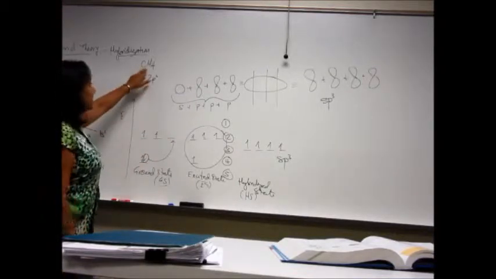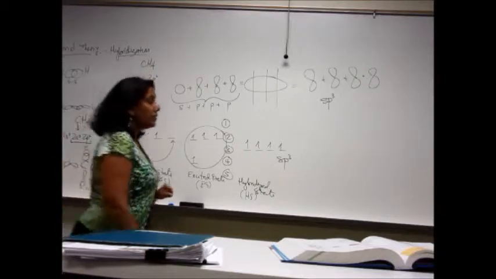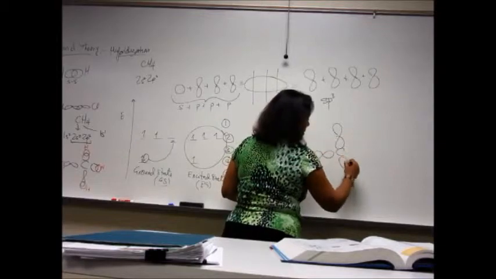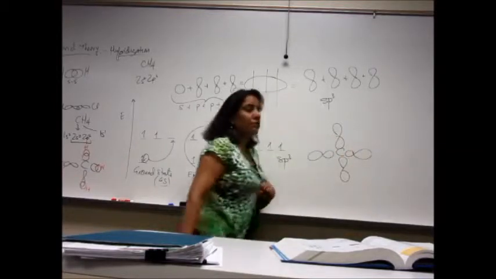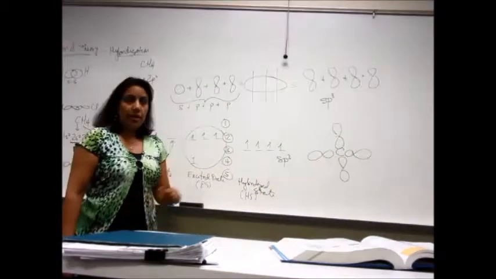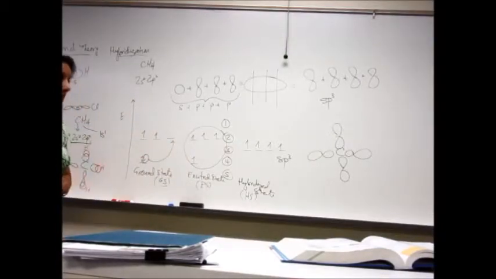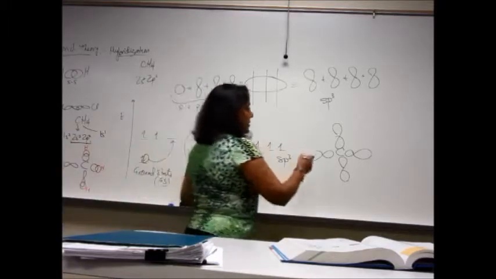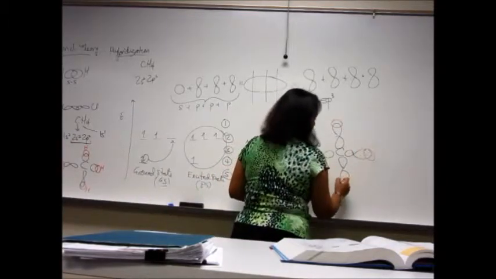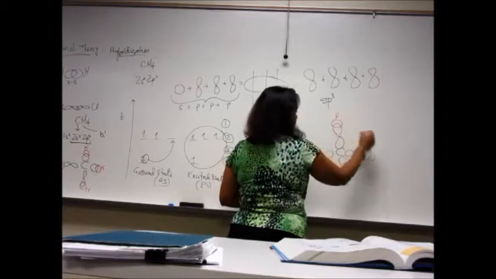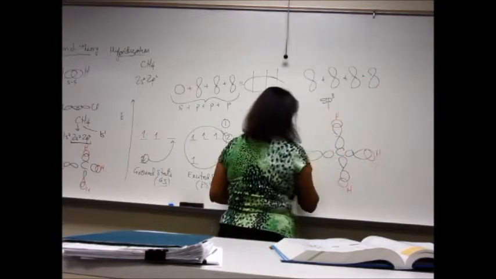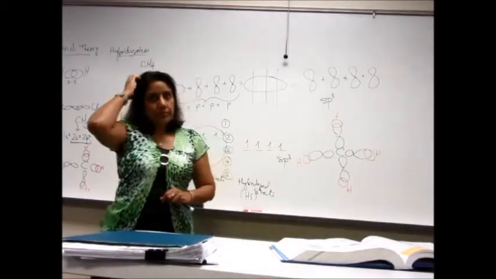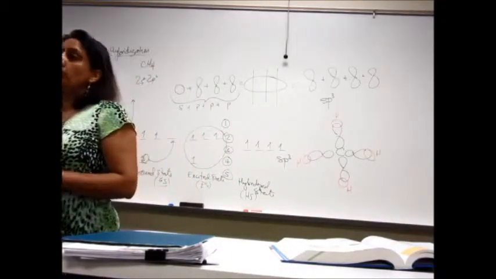So which means that now my carbon looks very different. My carbon now has these 4 lobes that look very much the same, unlike what I had before with the S and the P. I still have the 4 hydrogens, so that's still there. And so now this is the new structure that I can draw out using the orbitals.